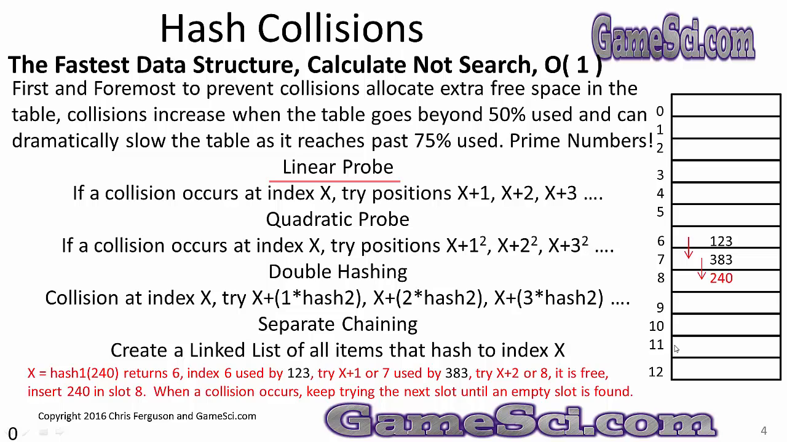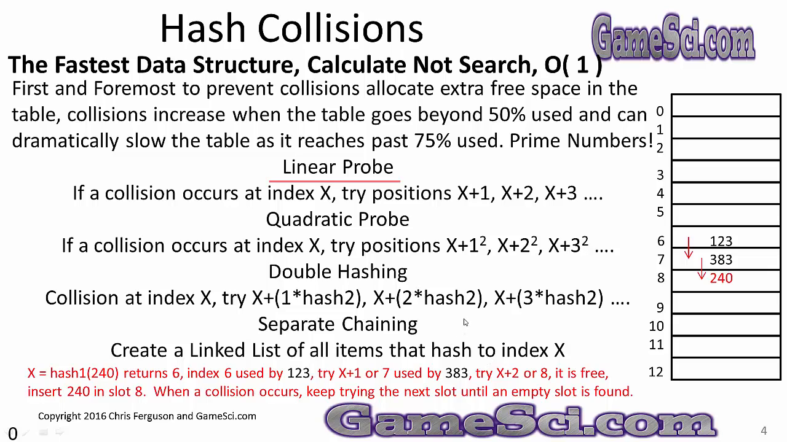When you do have a collision, there's several techniques you can use. Let's look first at linear probe or linear probing. Let's say x equals hash 1 with the argument of 240 returns 6. Index x is used by 123.